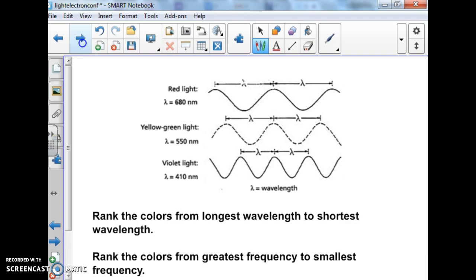And I'd like you to take a moment to rank the colors. So right down here you're going to put either R, Y, G, or V. You're going to rank them from longest to shortest, from longest wavelength to shortest. Remember what wavelength is? It's this distance from here to here, or from here to here. That's a wavelength. So by color, rank them from longest wavelength to shortest wavelength.